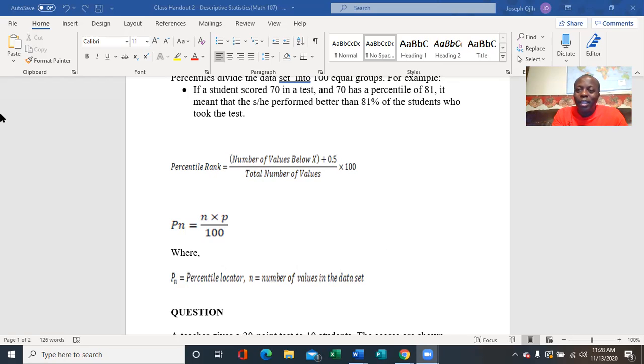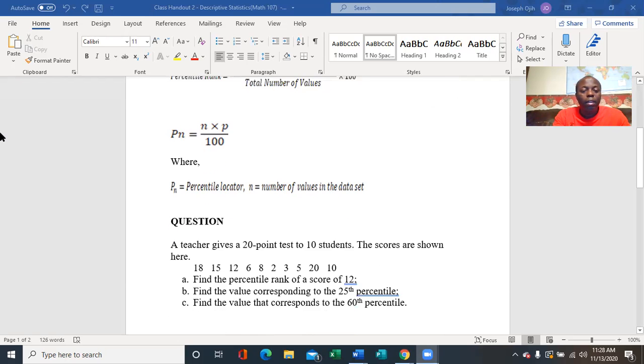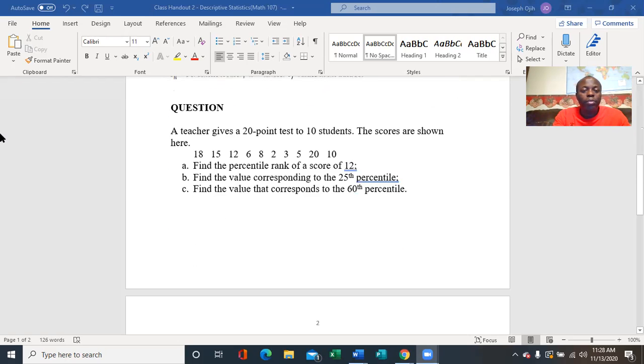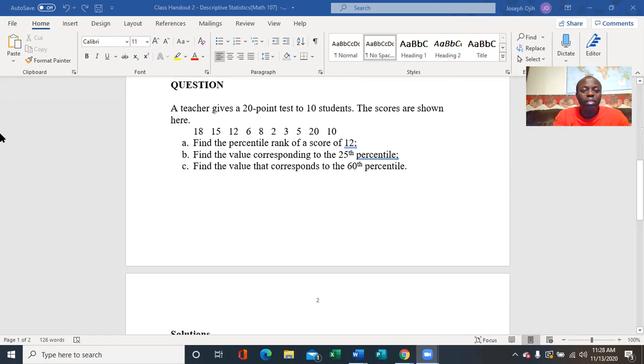So of course, an example will make this easy to calculate. And after this, in my next lecture, I'm going to show you how to do this in Excel as well. Let's see. First question says a teacher gives a 20-point test to 10 students. The scores are shown here. One student scored 18 over 20. The other one scored 15 over 20, and so on.